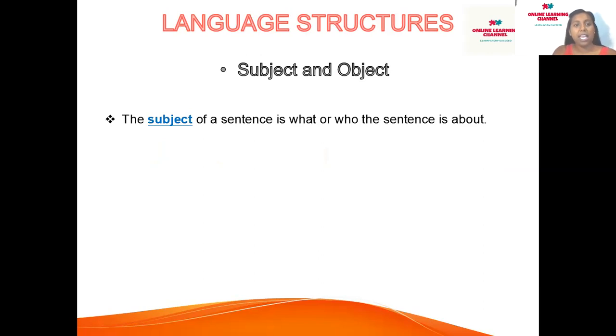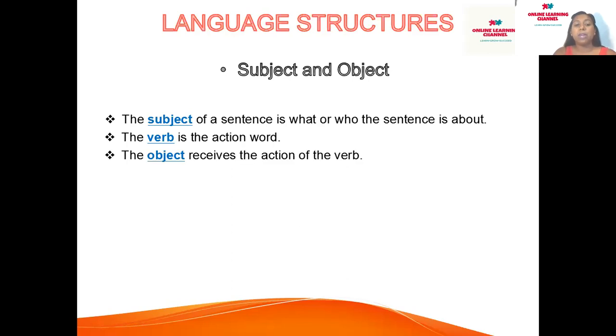Okay. Now we're going on to subject and object. This is also simple, but my learners do get confused in this section, right? Let's start with what a subject is. A subject of a sentence is what or who the sentence is actually about. Who are we talking about? The dog, the lady, they could have the lady's name, whatever it could be. Then we have the verb of the sentence, which is the action word. You all know what a verb is. It's very, very simple. Then we have the object, which receives the action of the verb.